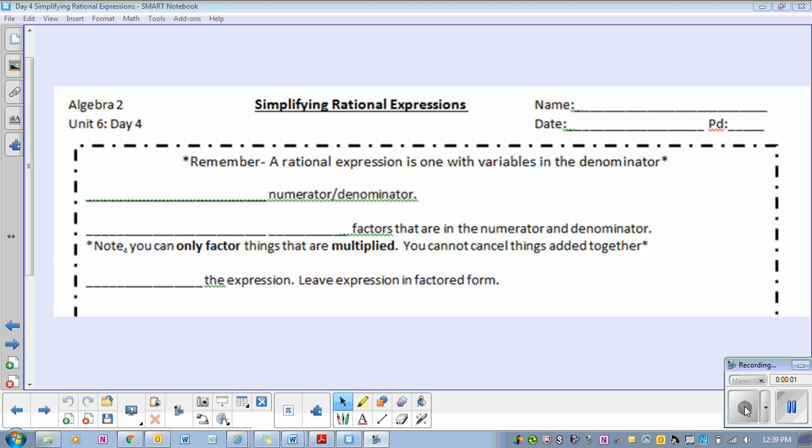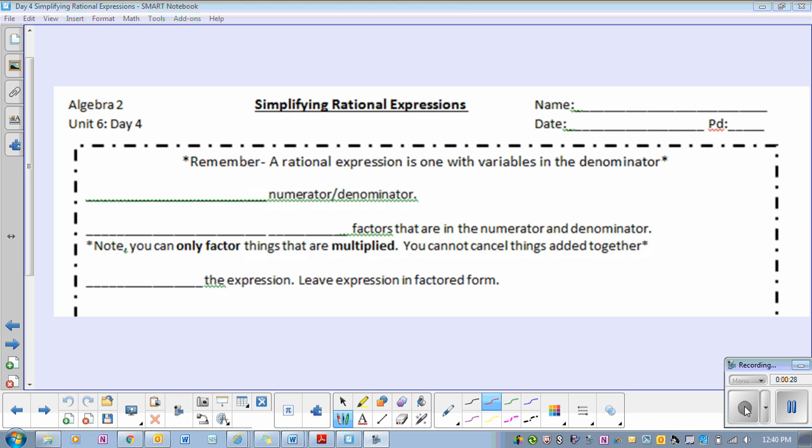Today, guys, we are going to talk about simplifying rational expressions. And this actually is pretty straightforward, okay? I think after the 2 lessons on graphing, you guys are going to enjoy looking at this. Just remember, a rational expression is one with variables in the denominator, all right? These are the functions that we're looking at in this unit.